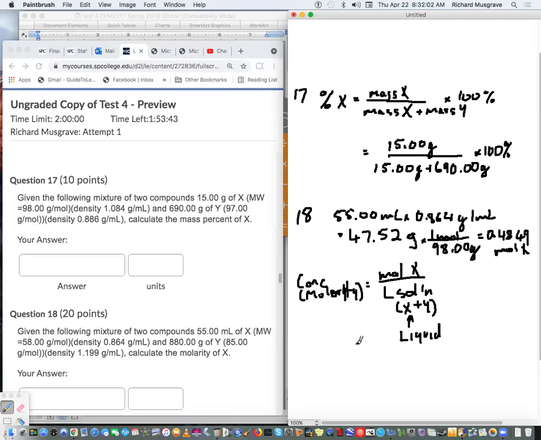Okay, so let's talk about liters of solution here. So it's going to be, let's see, we've got 55.00 mils. And here we're given a gram of Y here. So I need to take that 880.00 grams. And I need a volume for that. So I need the density, which is 1.19.